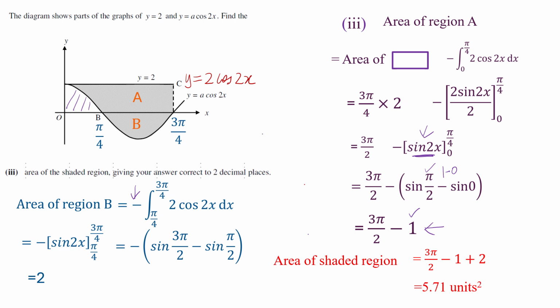So you just plug in the values for x. This will give us sine 2x, right? Plug in the values of x, so there will be sine of 2 times 3 pi over 4. That gives you 3 pi over 2. Plug in 2 times pi over 4. That gives you pi over 2, right? So sine 3 pi over 2 is negative 1, and sine pi over 2 is 1. So negative 1 minus 1 gives you negative 2. Negative 2 times the negative here gives you 2.